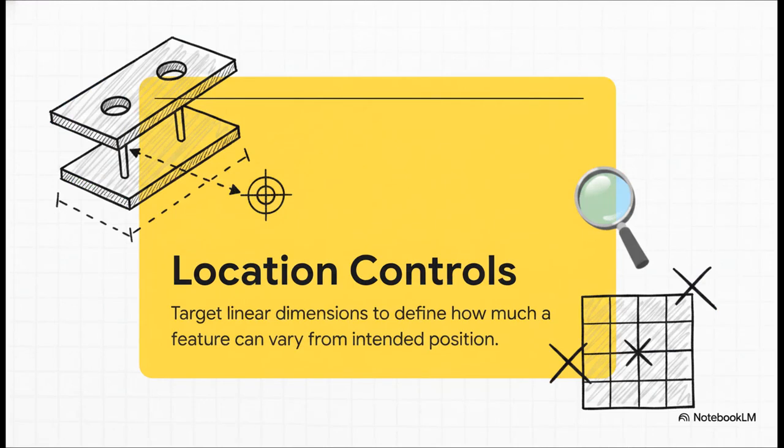Our fourth group is location controls. And true position is the heavy hitter here. It's one of the most powerful symbols we have, directly replacing those restrictive square coordinate zones we talked about earlier. It defines precisely how much a feature's center point can wander away from its intended destination. This is what ensures your bolts, holes, and pins actually line up on the assembly floor.